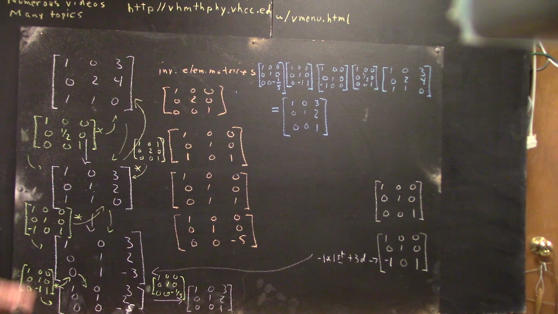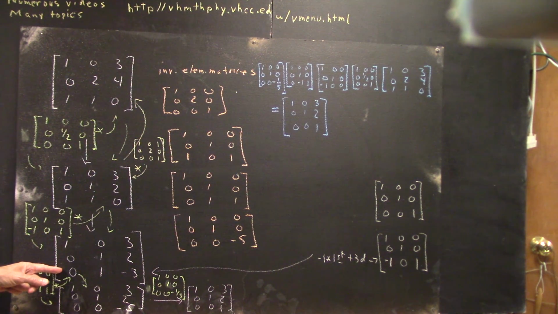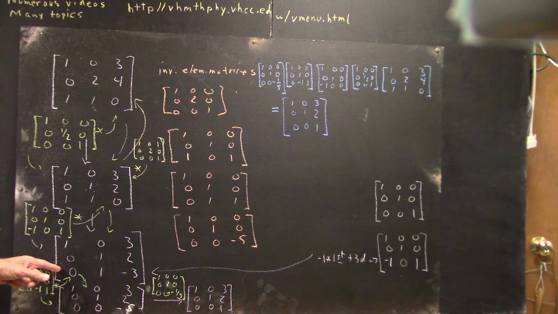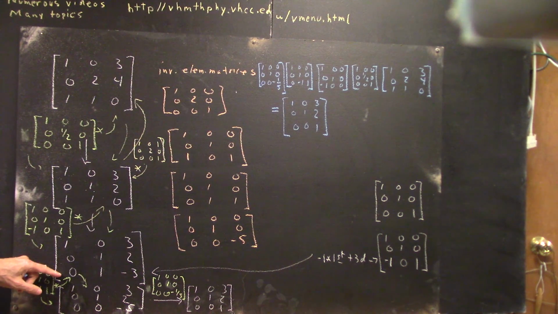Okay. Now what happened here? I added -1 times the first row to the third, and I got this. What would I do to this to get back to the matrix that I had here? Well, this row minus this row is this row. If I was to add this row of this matrix to this row, I would get back to what I had.